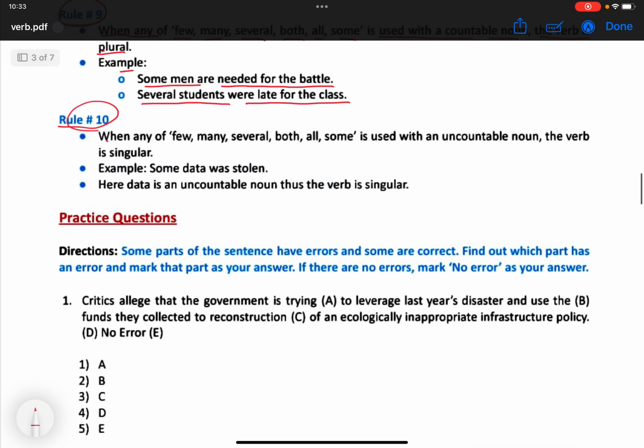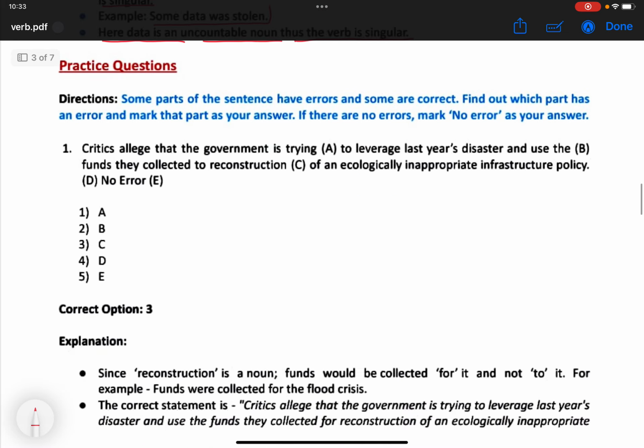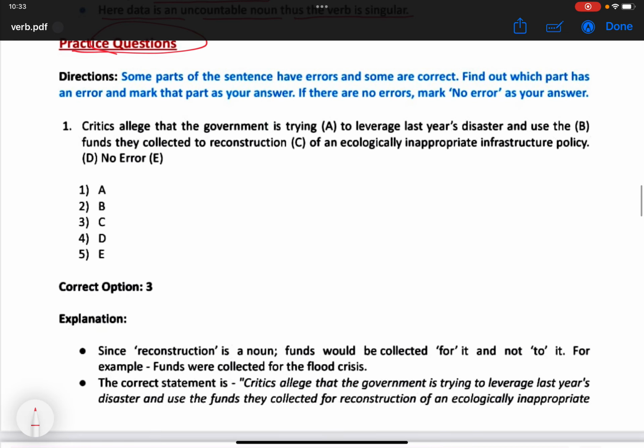Rule number 10. When any of few, many, several, both, all, some is used with an uncountable noun, the verb is singular. Some data was stolen. Here data is an uncountable noun, thus the verb is singular. अब कर लेते हैं हम प्रैक्टिस कुछ क्वेश्चंस की.